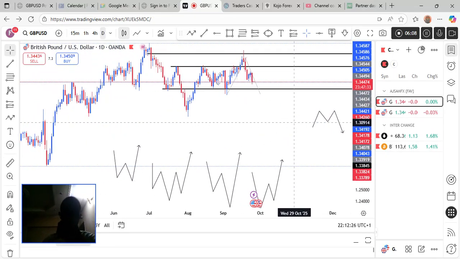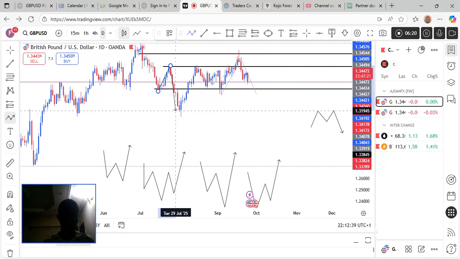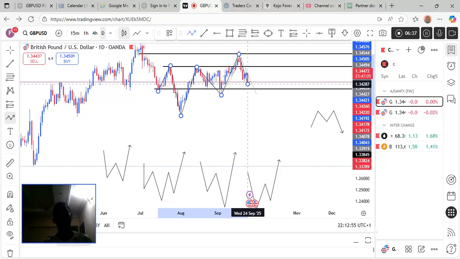So basically from here it is looking like an inverse head and shoulder like this. This is the first shoulder, there's the head, then this consolidation is the second shoulder, and we expect market to just keep pushing upward, which it did, and now it's coming back inside the zone again.